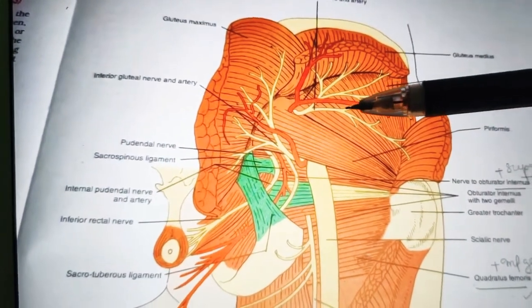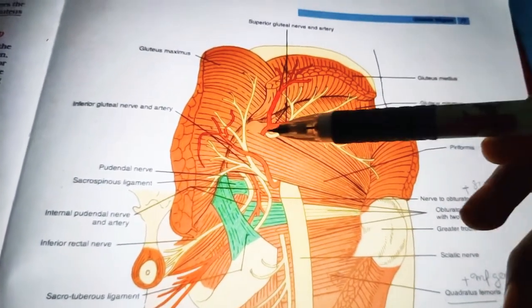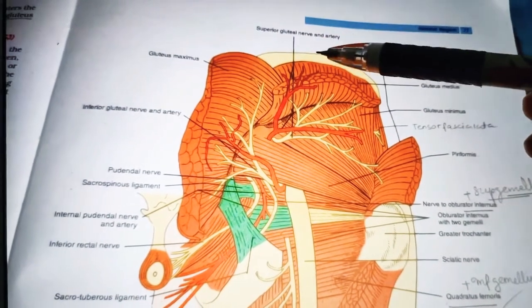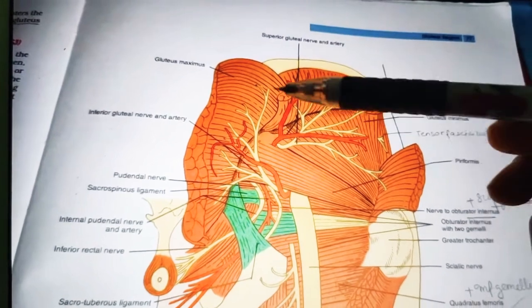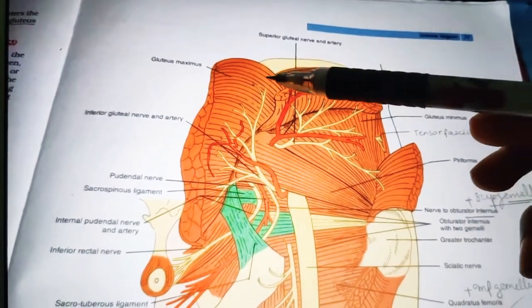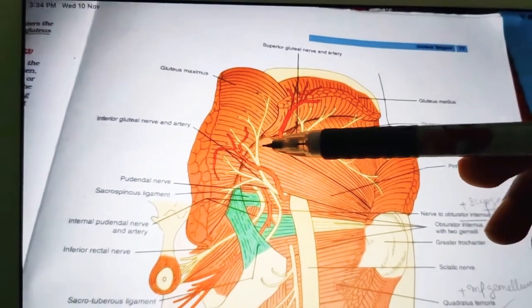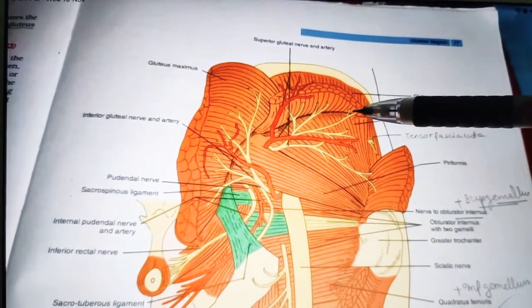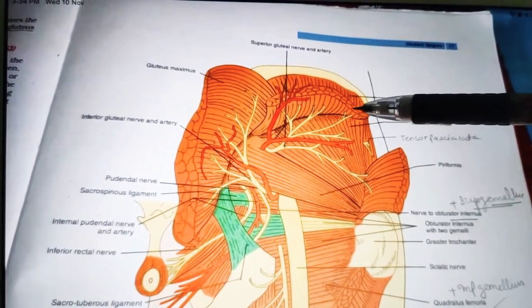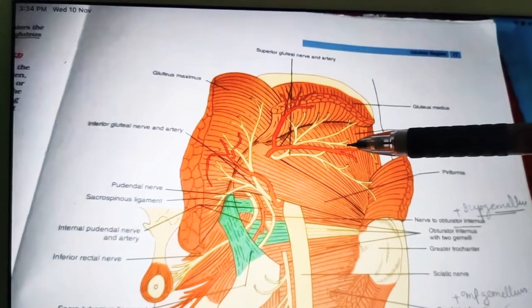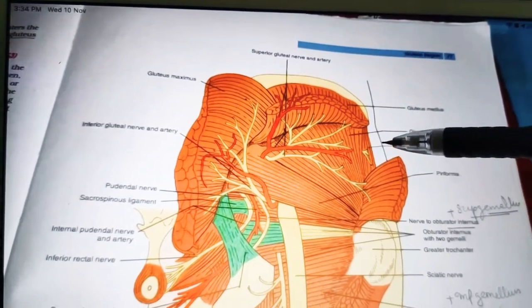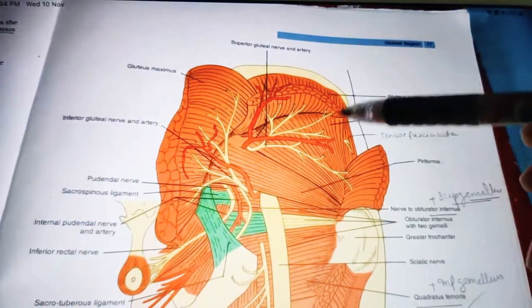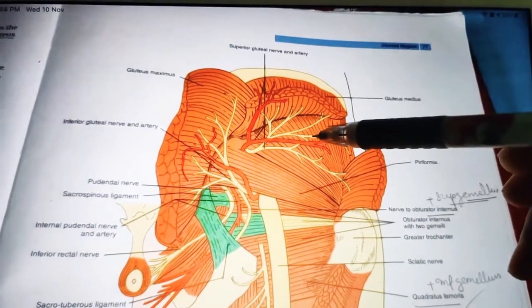In the foramen, it divides into superficial and deep branches. The superficial branch mainly supplies the gluteus maximus muscle. You can see some superficial branches supplying the gluteus maximus. The deep branch subdivides into superior and inferior branches, which run along the anterior and inferior gluteal lines respectively, between the gluteus medius and minimus. You can see the gluteus medius and minimus, so between them it will run.